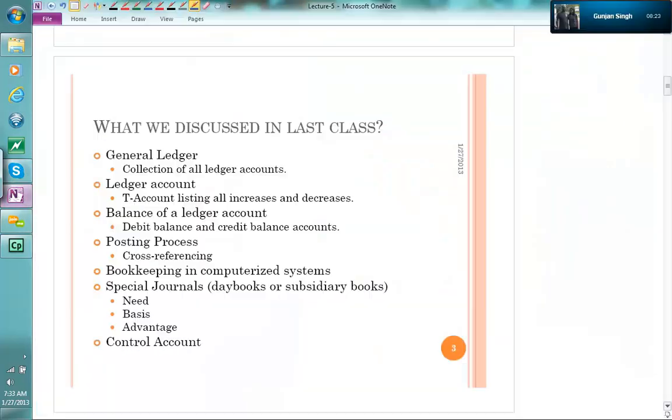Okay, so we said that a T account lists all the increases and decreases in a particular account. Then we talked about the balance of a ledger account. There are two types of accounts: debit balance accounts and credit balance accounts. The balance of a debit balance account will be debit minus credit entries, and the balance of a credit balance account will be credit minus debit entries.